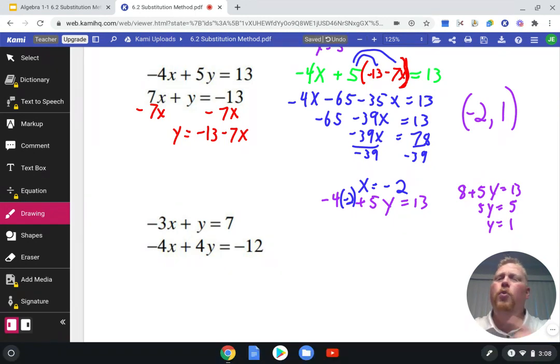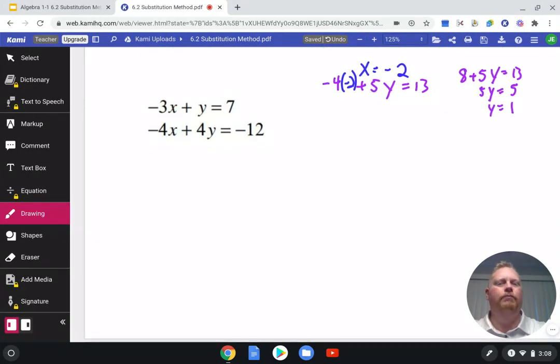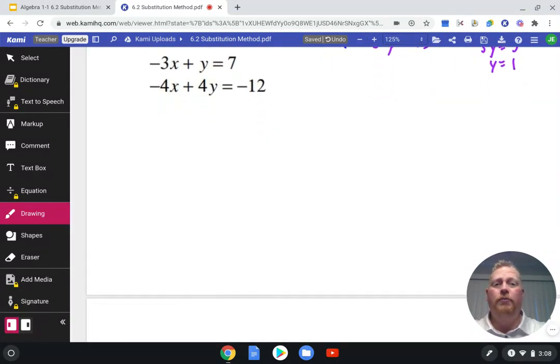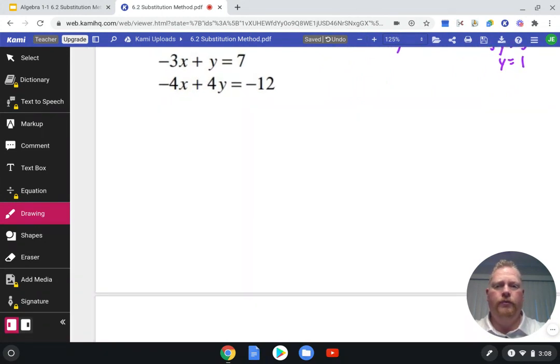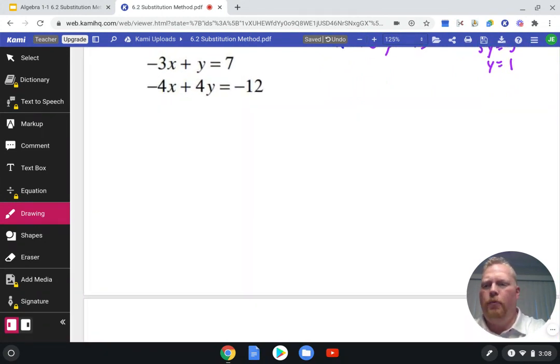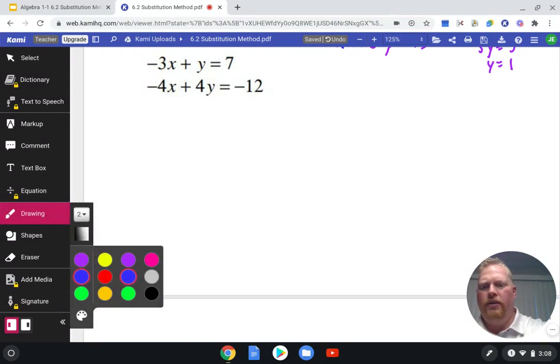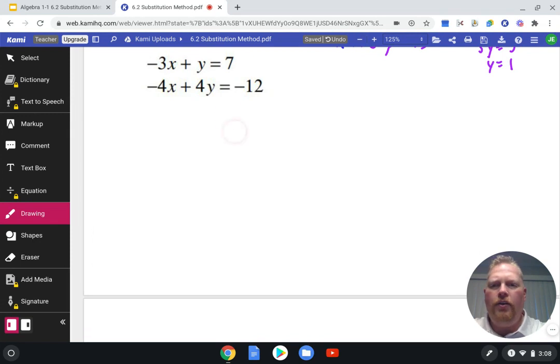Okay? Let's do one more example just to work this process through. And the more you do this, the more comfortable you get with it, the easier it becomes. So, step 1, let's get one of the variables all by itself. So, of all these variables, that top y looks to be the easiest to get by itself. So I will add 3x to both sides, and I get y equals 7 plus 3x.